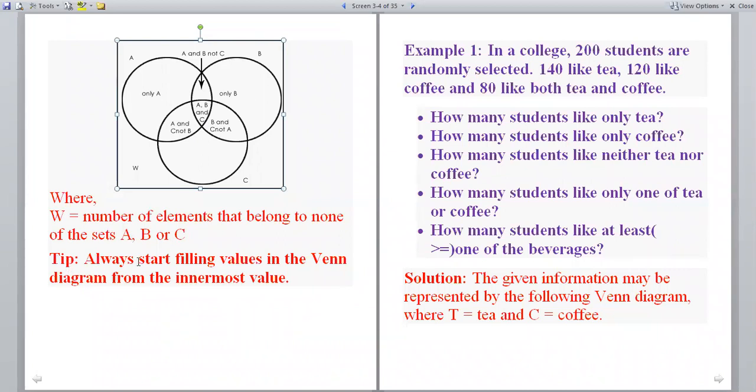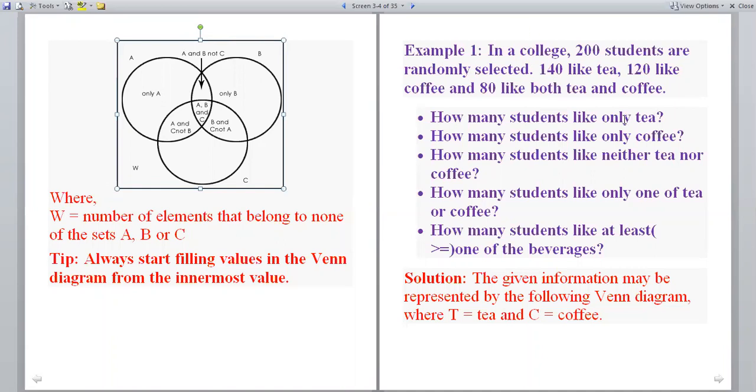So there's one tip also: always start filling values in the Venn diagram from the innermost value. So which is the innermost? This one is the innermost. So when you are making the diagram, try to fill it from here, from the innermost part. Then move on to the outer part.